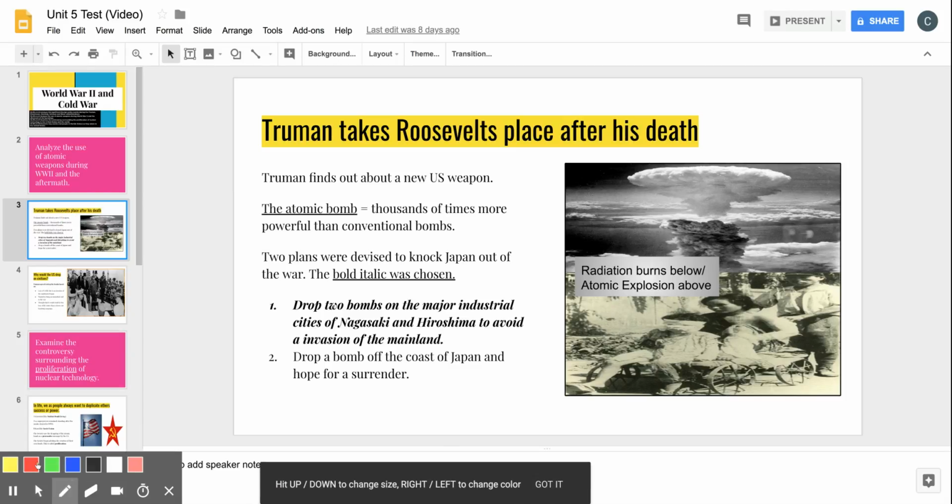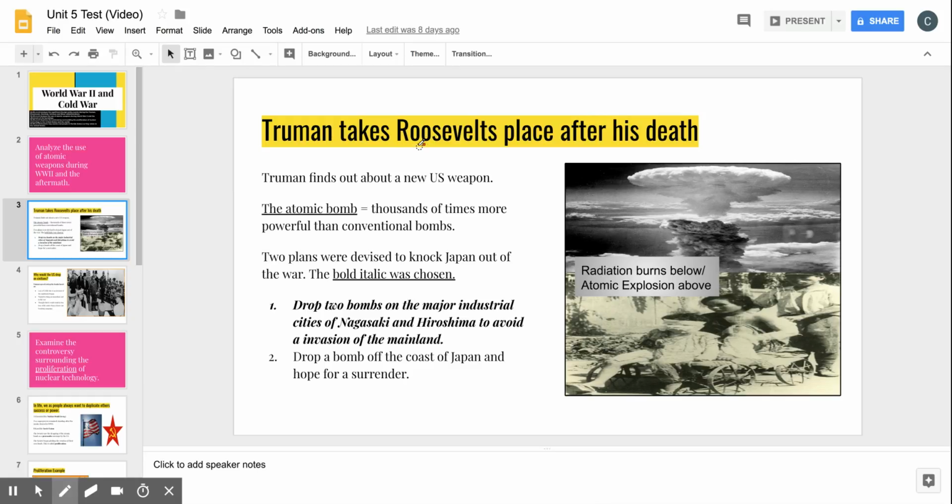Okay, so Truman essentially takes Roosevelt's place because Roosevelt, during World War II, passes away. And so Truman was the vice president. Now he's in command. And during Roosevelt's administration, they were working on a top secret project, which was the Manhattan Project, aka the atomic bomb. And they let Truman know about this atomic bomb.